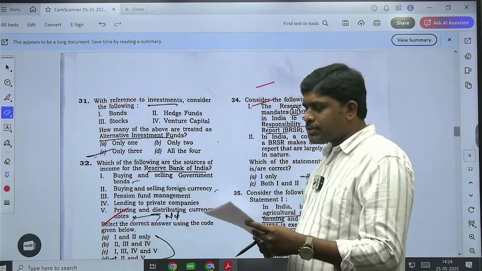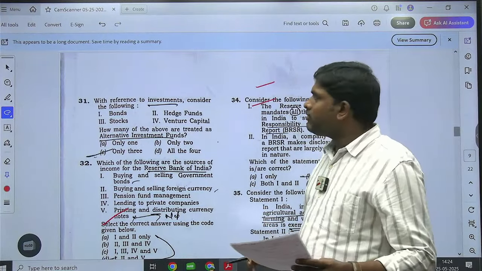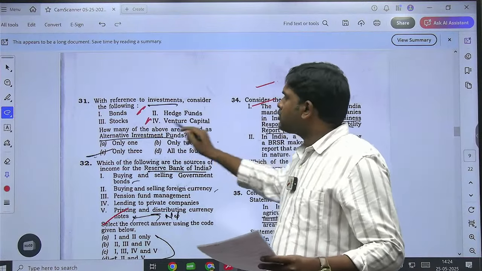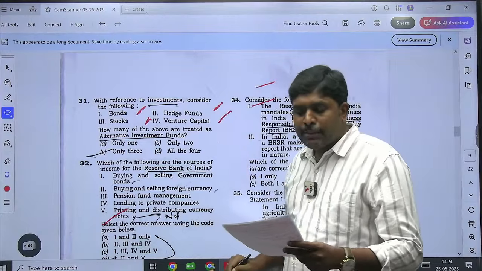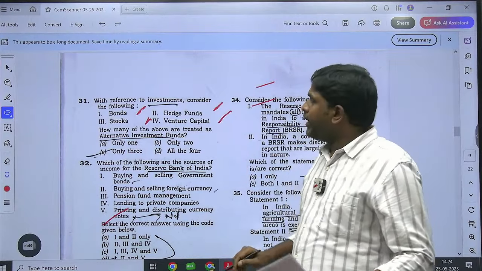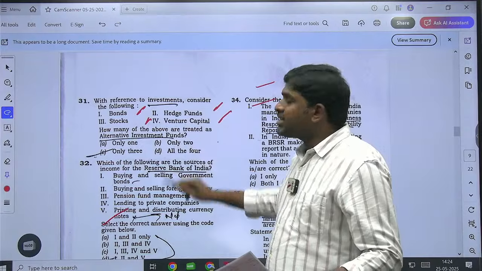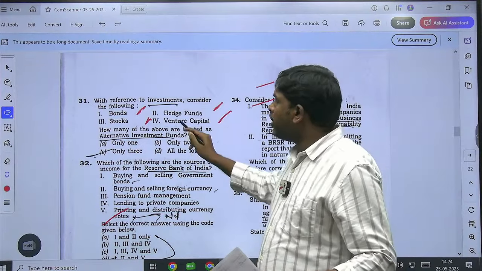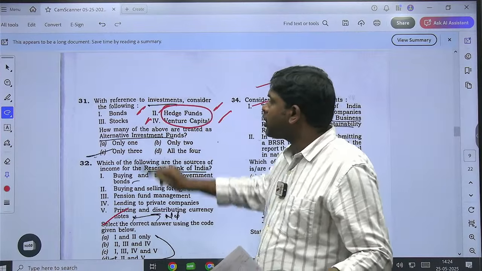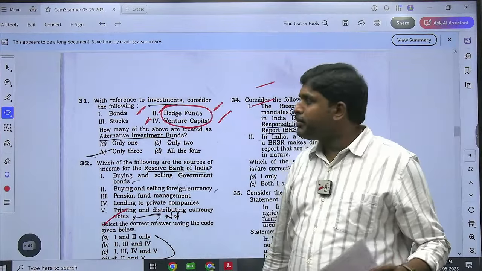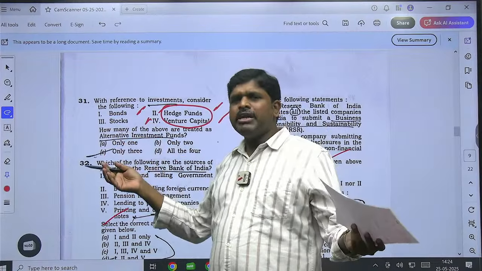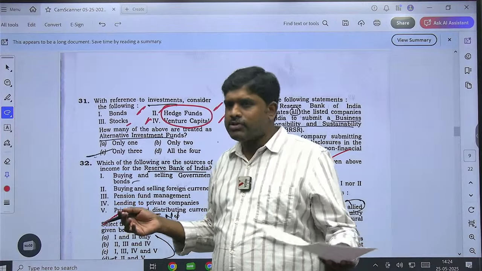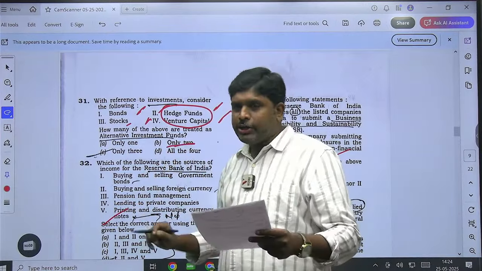The first question is: with reference to investments, consider the following: bonds, stocks, hedge funds, venture capitals. Only how many of them are treated as alternative investment funds? It is only two: hedge funds and venture capitals are called alternative investment funds. We know that bonds are a permanent investment, and stocks are a permanent investment. We never think of them as alternative investment funds. So the answer is B, only two.